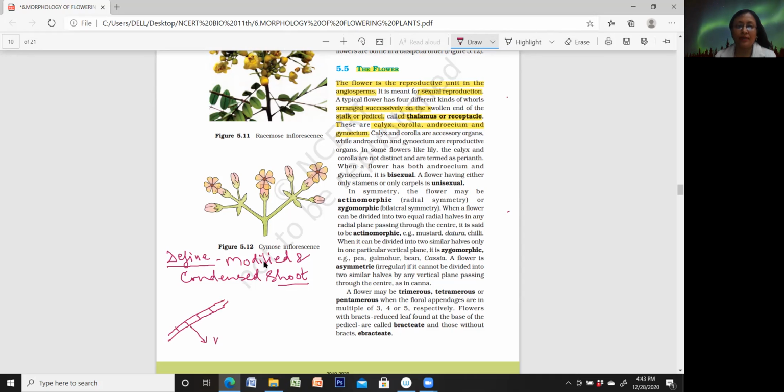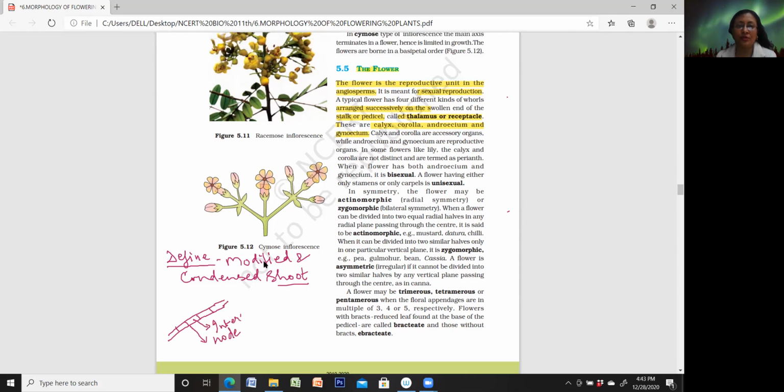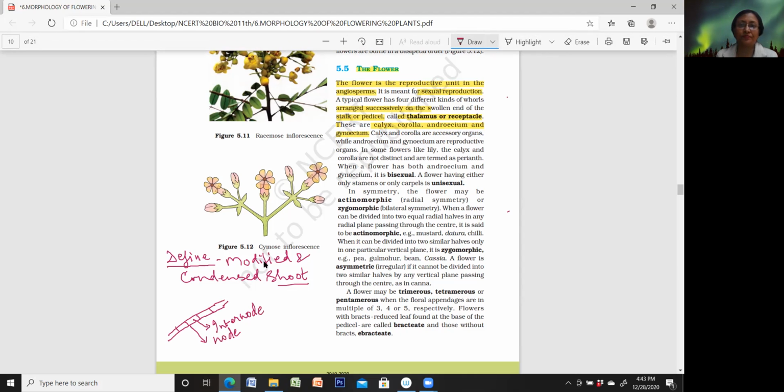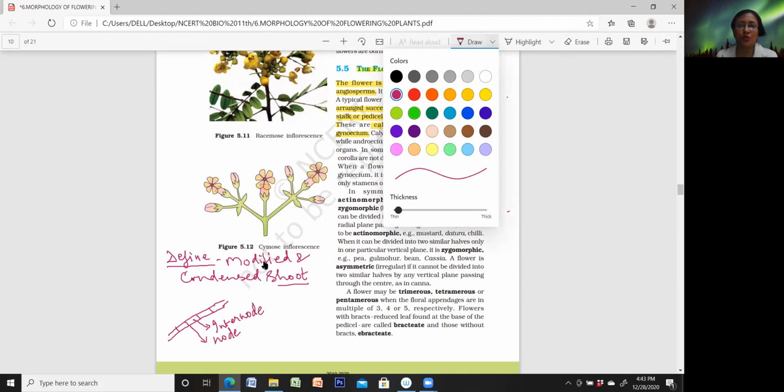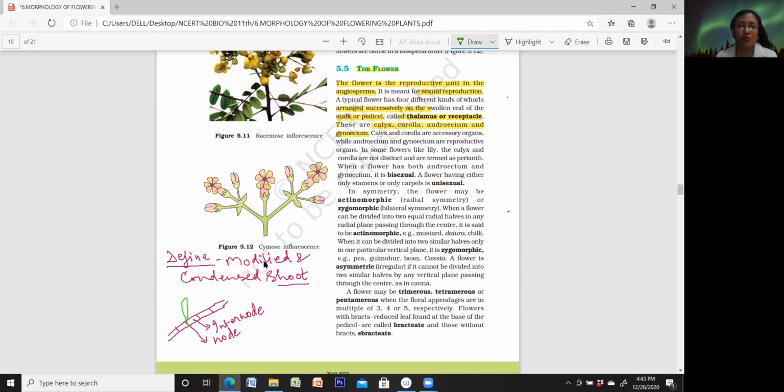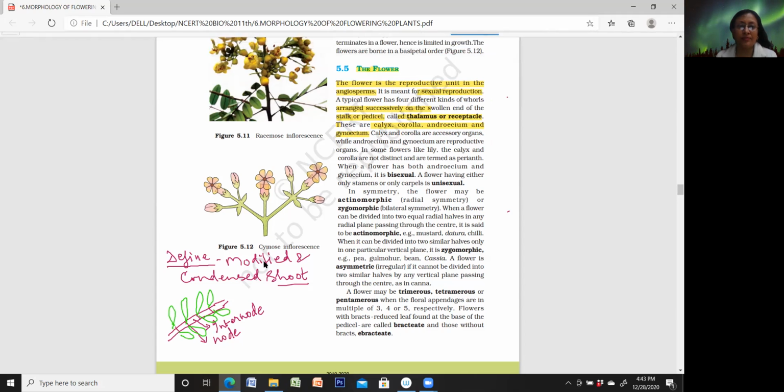So, as you can see, I'm drawing here. This is a node, and between two nodes we call this an internode. And definitely if it is a shoot, then it will have the leaves too. So it will have the leaves here arising from the nodes. Leaves can be arranged variously, but I'm just drawing leaves here. So this is how a shoot will look.